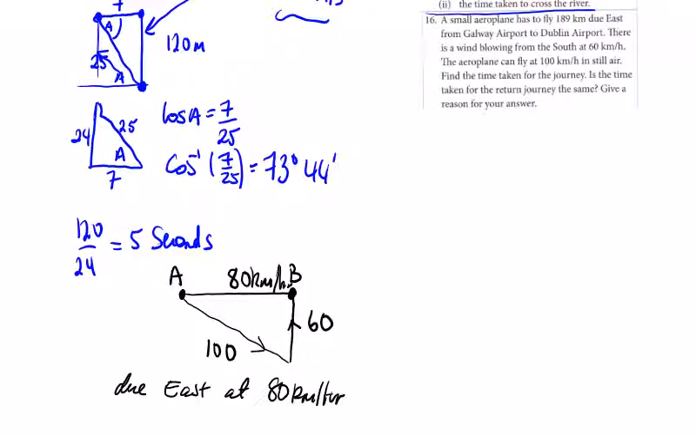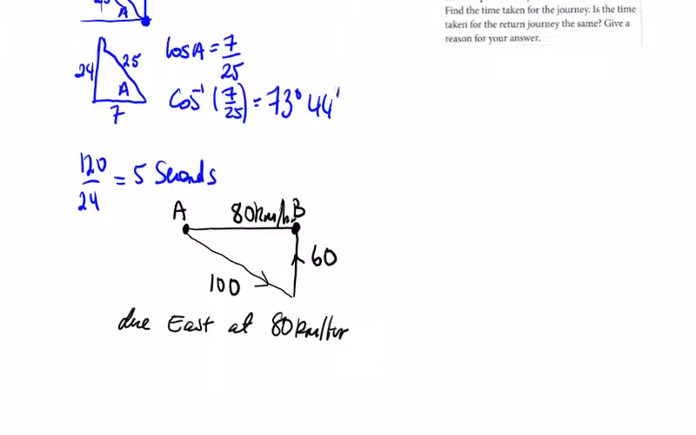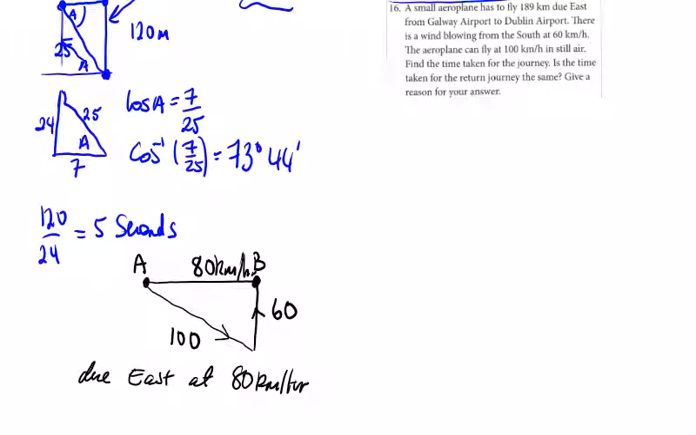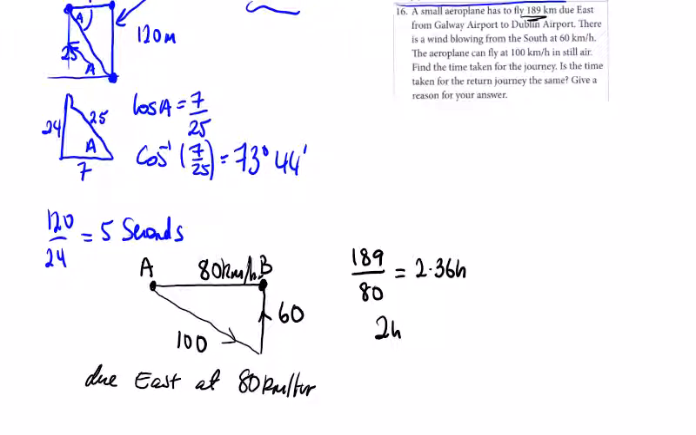What else were we asked? The time taken for the journey, and is it the same for the return? The time taken, well, what's the distance? 189. So 189 divided by my 80 is going to give me 2.36 hours, which will round off to 2 hours and 22 minutes.